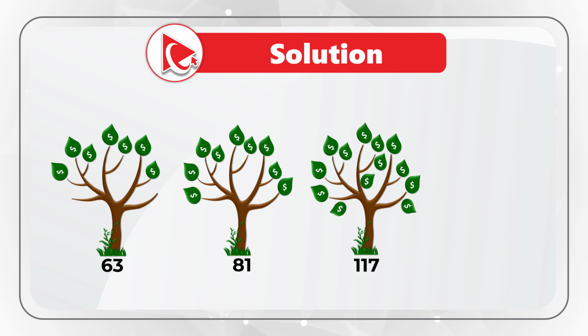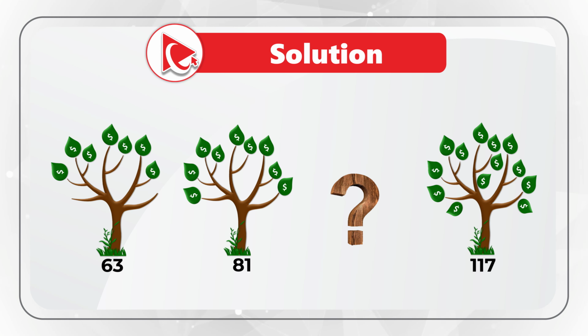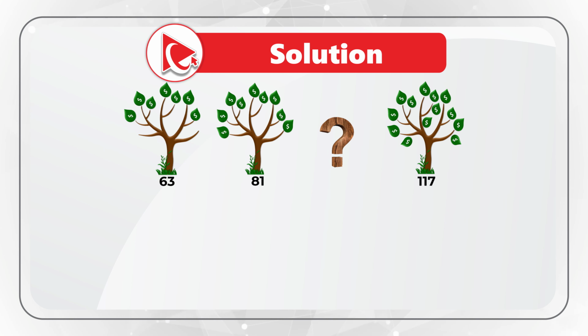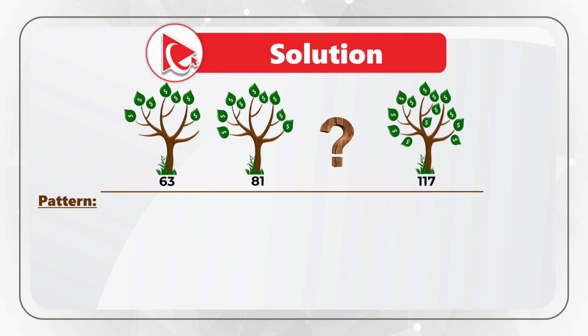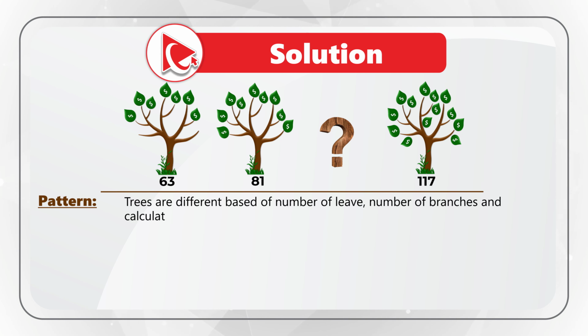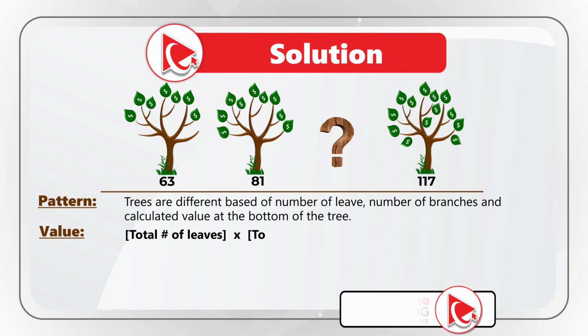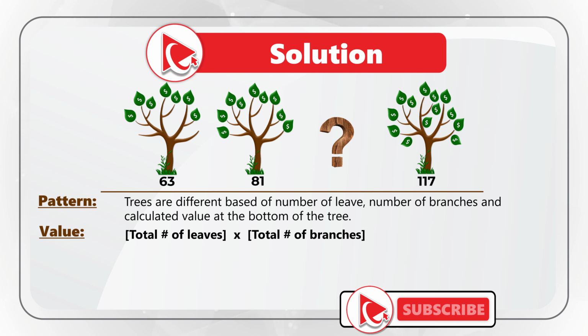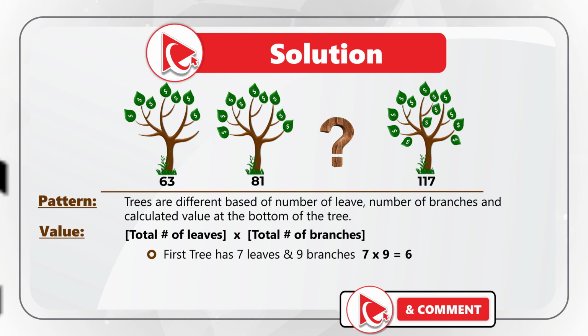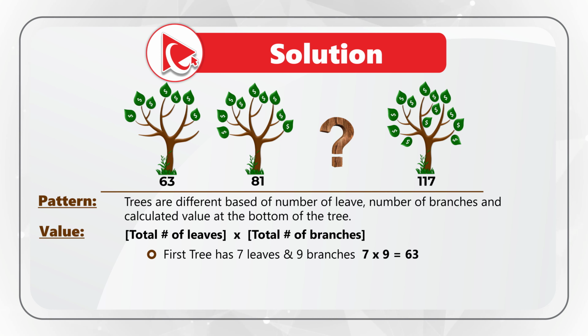Amazing problem, isn't it? But to solve it, you need to take a close look at the tree. In this picture, each tree is different based on the number of leaves, number of branches, and calculated value at the bottom of the tree. And to calculate the value, you need to multiply total number of leaves by total number of branches on the tree. For example, first tree has 7 leaves and 9 branches, and the number at the bottom is calculated as 7 by 9 equals 63.